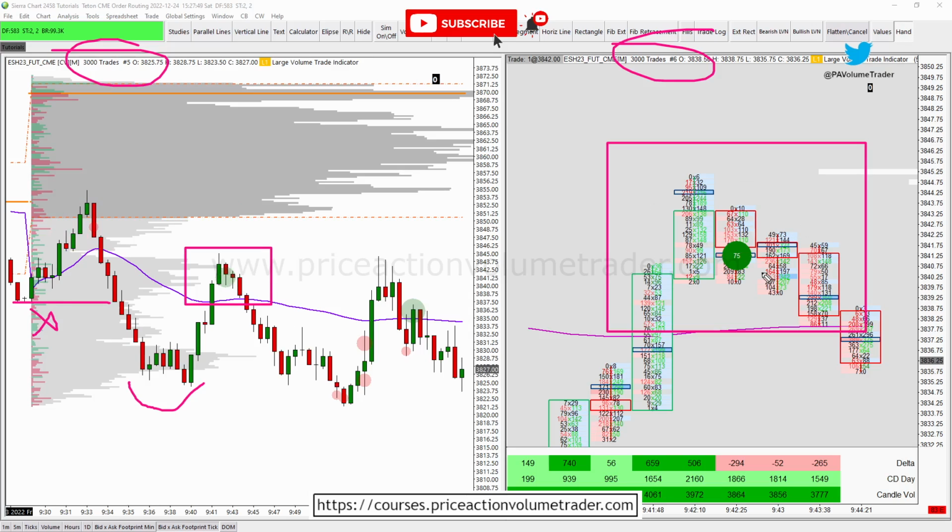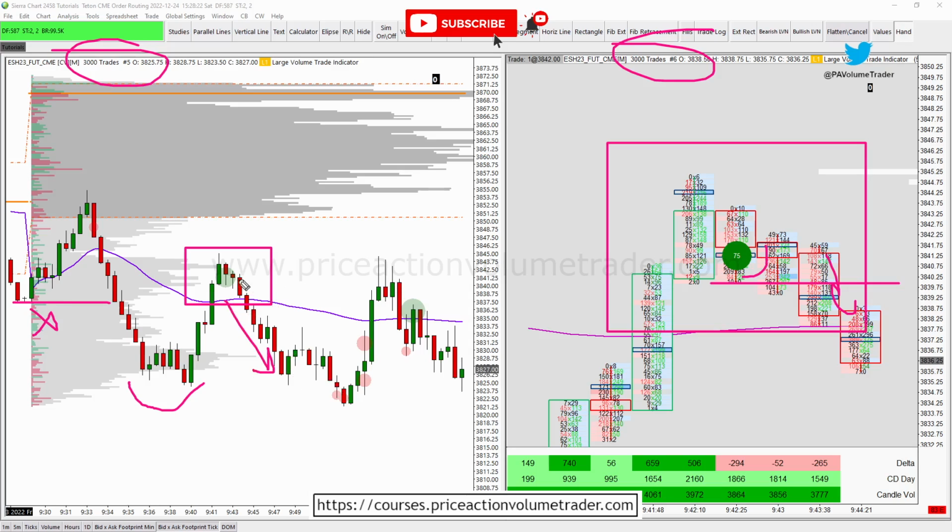So I go into my footprint and I see we had 75 lots go through aggressively buying the top here of the swing high, thinking we're going to go up higher. And then what happens shortly after is the market breaks down below this level. So now this large trade is underwater. This was the start of a downtrend.